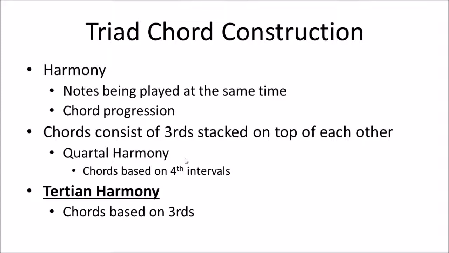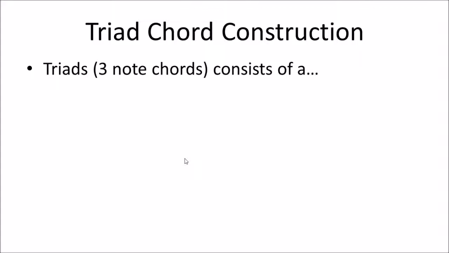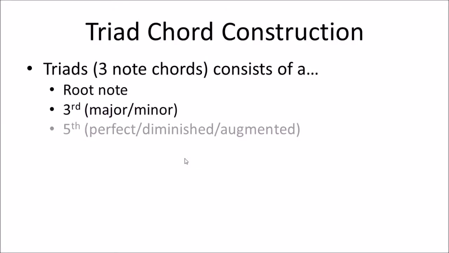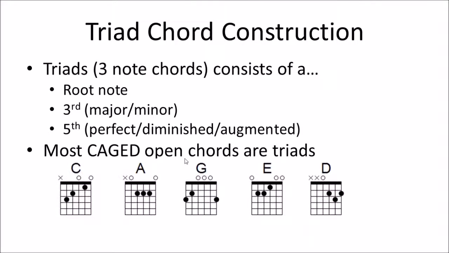Okay, so let's start our discussion by talking about 3-note chords, and these are called triads. And they're usually the first type of chords that people learn when they first start playing the guitar. They were for me. And these are going to consist of a root note, a third, and a fifth. And many of the open chords, like the CAGED sequence of chords, are just triads, with many of the same notes played in different octaves.